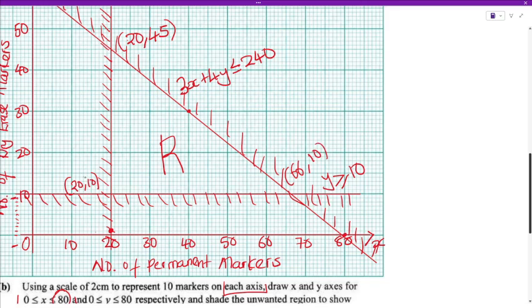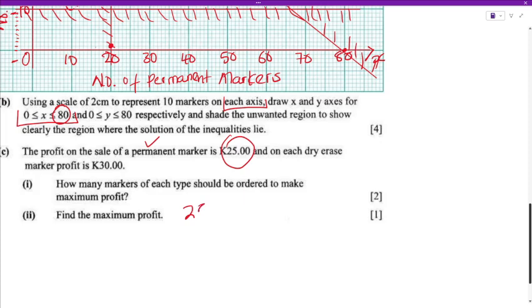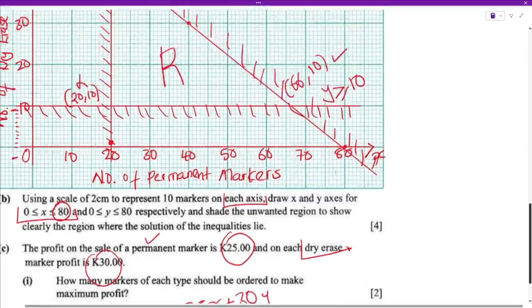If we investigate our coordinates, there's no need for us to try this one. We just test this one up here and this one, and we see what we find. So let us come up with a formula for maximum profit. Having solved a lot of these questions, you've noticed we can figure out the pattern. The profit on the sale of a permanent is 25, so permanent is x, so we're going to say 25x plus dry erase, which is 30 kwacha, so 30y. That's your formula: 25x plus 30y.